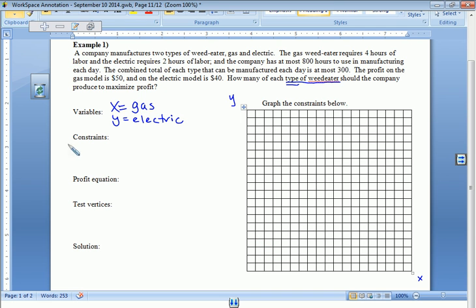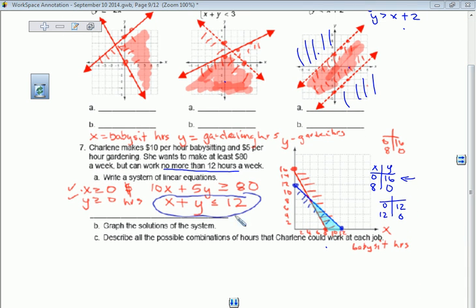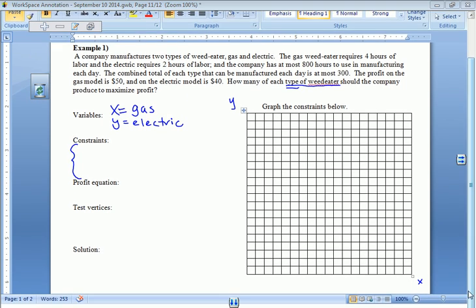Now, the second thing we're going to do is list all of our constraints. In this scenario, what were our constraints? Two constraints that we always have to keep in mind, if we look back over here at our babysitting problem, did you guys notice these two constraints? X has to be greater than or equal to 0 and Y has to be greater than or equal to 0. Because is it possible for me to babysit or garden a negative number of hours? No. So when we're reading these problems, we always have to keep in mind that too.